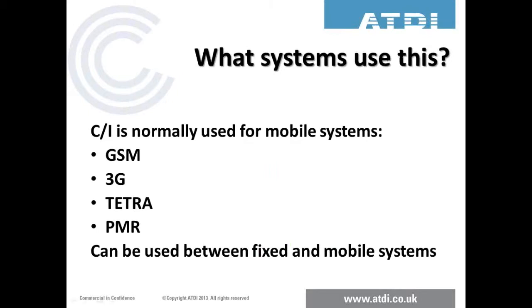What systems use it? Well, normally, C2I is used for mobile systems: GSM, 3G, Tetra, PMR. It can also be used between fixed and mobile systems where they share the same band. So if you have point-to-point links or point-to-multipoint telemetry links that are in the same band, you can actually model those and look at the interference contribution from those fixed links into any mobile systems.